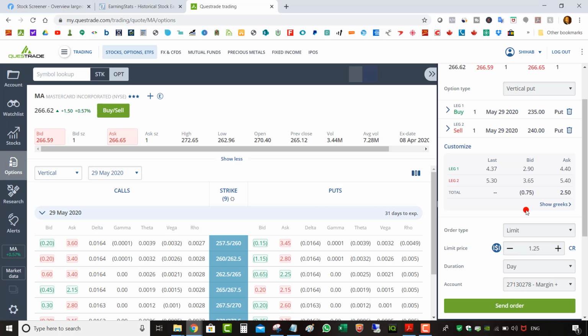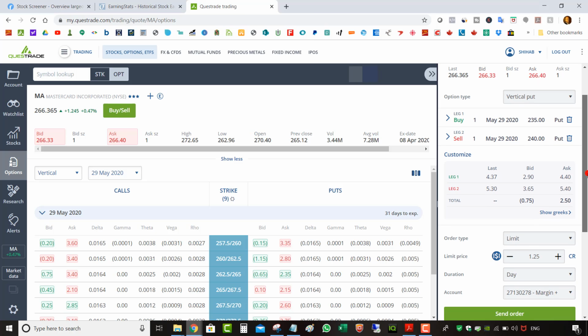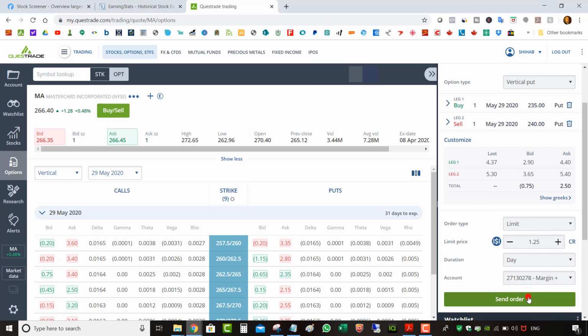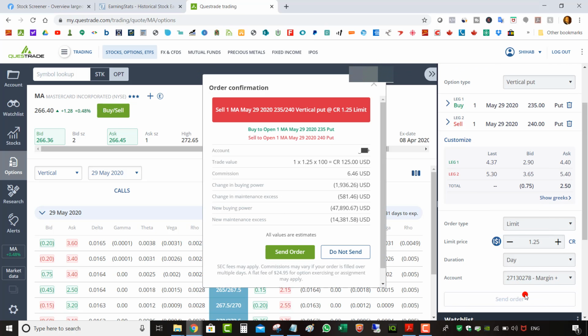That's if MasterCard drops below 240 and stays below 240 until May 29. So that's why I like the 30-day expiry, just to give me time to manage the trade in case it goes against me. Okay, so I'm gonna put the order in now. $1.25 credit, MasterCard 240, 235. So send order. I'm gonna confirm sell to open one MasterCard May 29, 240.